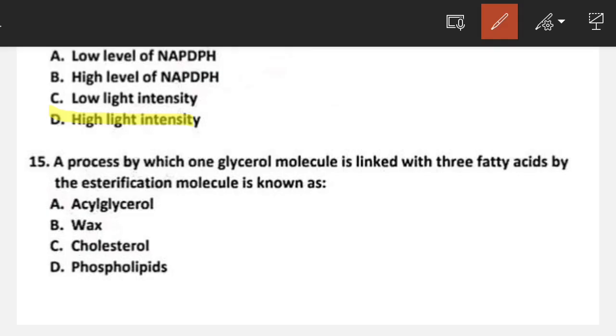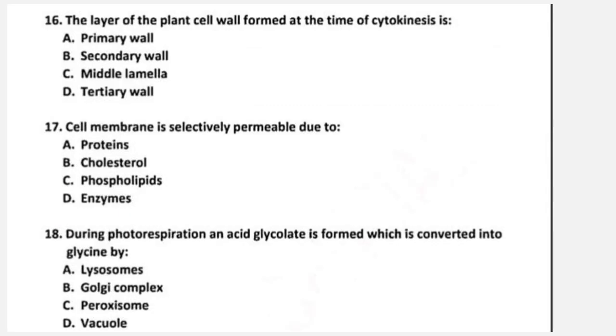Question number 15 is, a process by which one glycerol molecule is linked with 3 fatty acids by esterification is known as. One of the pretty simple questions. Option A is the acylglycerol, option B is the wax, option C is the cholesterol, and option D is the phospholipid. So when 3 fatty acids combine with the glycerol molecule, a neutral fat molecule is produced, and that molecule is known as acylglycerol, which is also known as triacylglycerol or neutral lipid of the human body.